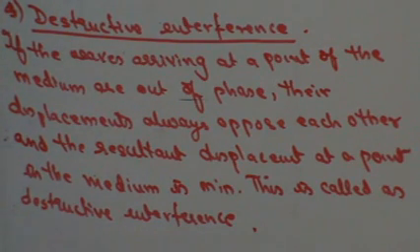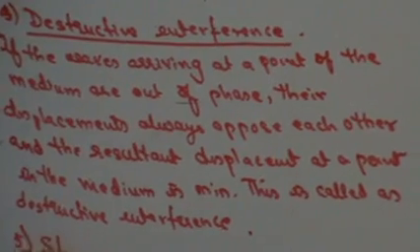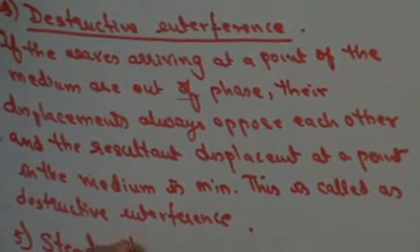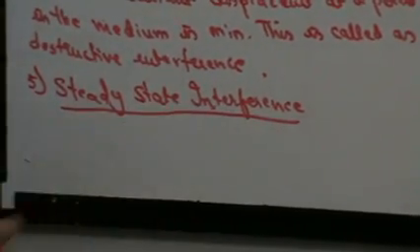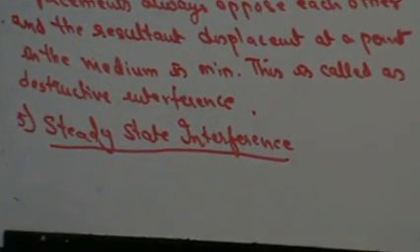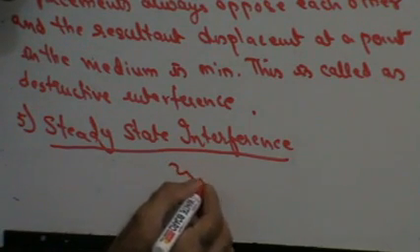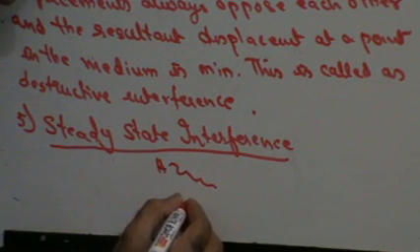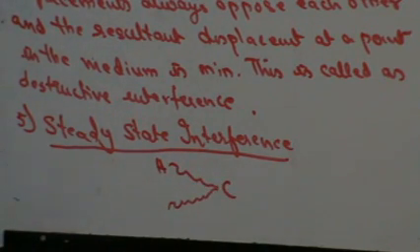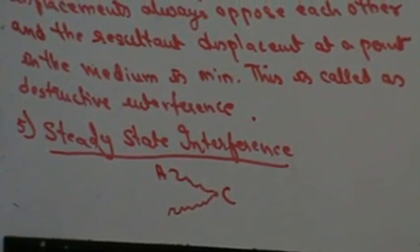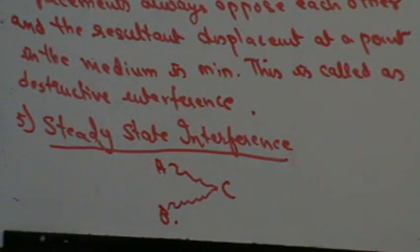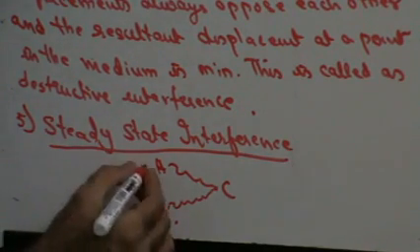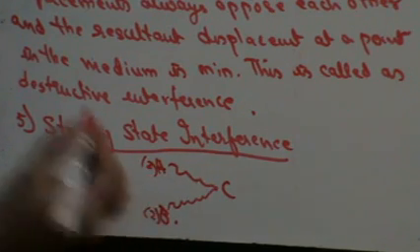Now, what do we understand by steady state interference? Now I have two waves arriving at a point from A and from B. Now the two waves could produce, let's assume, first let's consider that their amplitudes are equal. Let us assume that the amplitude of wave A is 2 and the amplitude of wave B is also 2.